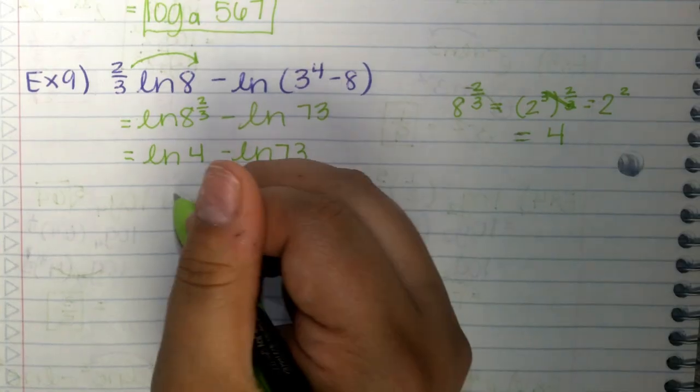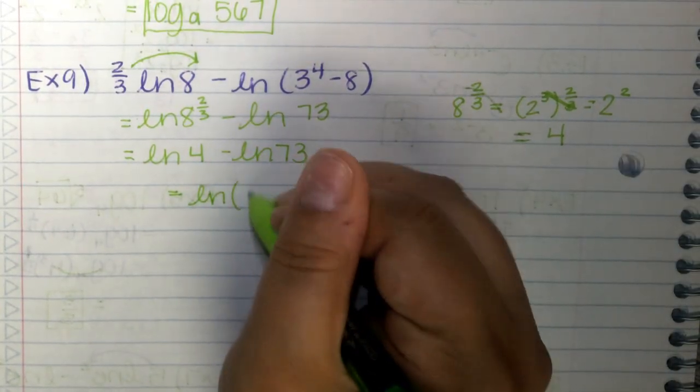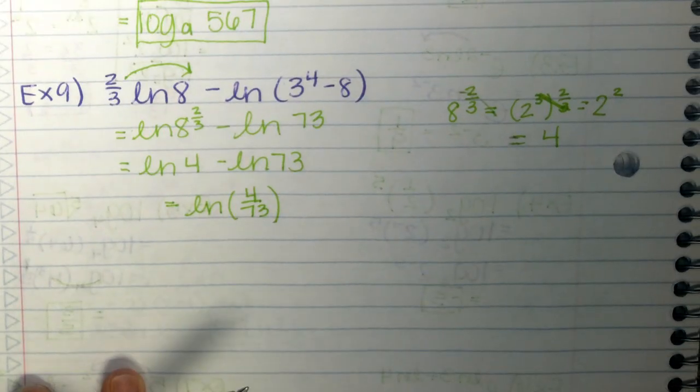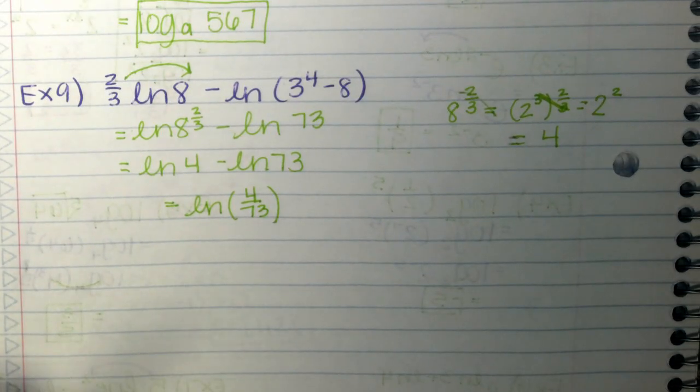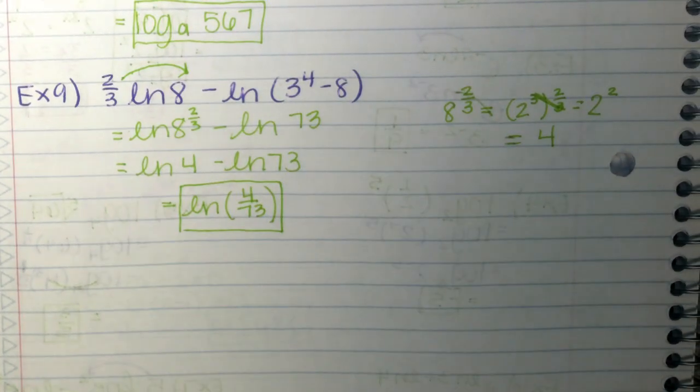And now I can divide, but be careful when you divide. What's it going to become? 4 divided by 73. You would be okay. Like, you wouldn't get points off because of it. And that's it. We don't have a calculator. We're going to end it there.